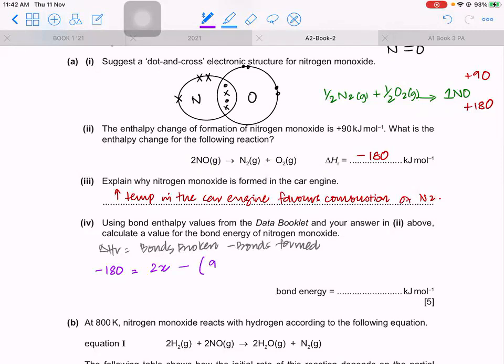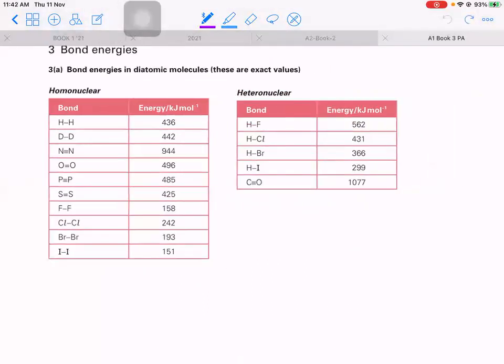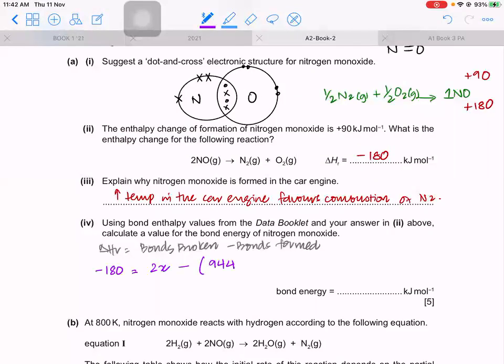Nitrogen. The bond value for this is 944. You can get this from the data booklet. Nitrogen right here is 944. Oxygen is 496. So plus 496. And when you calculate this, this comes out to be minus 180 plus 944 plus 496, and that is 1260 divided by 2. That is plus 630. That becomes your bond energy.